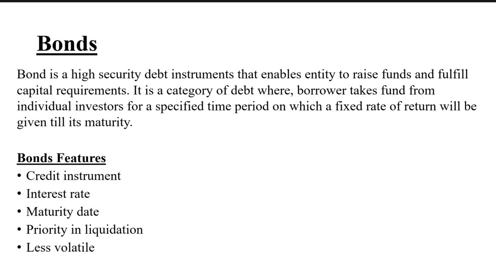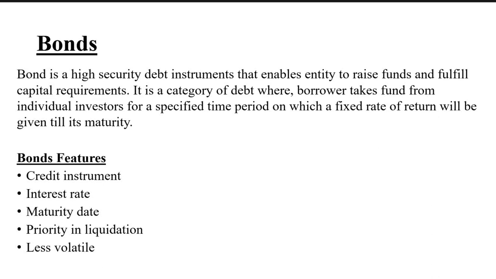So in the last class we studied the definition of bonds and the meaning of fixed income securities, correct? So what are fixed income securities? Fixed income securities are the securities which provide a fixed rate of return on the investment, correct? So in that we studied about bonds. Okay, so in today's class we are going to see what the features of a bond are.